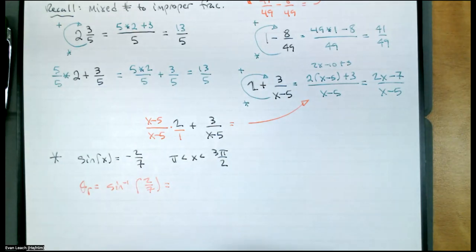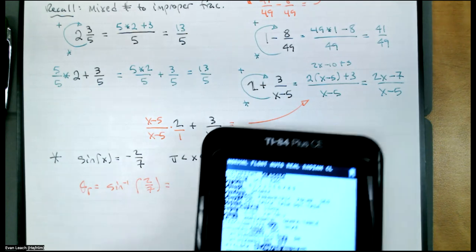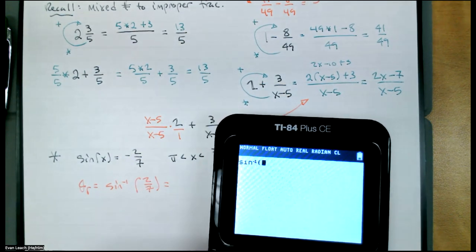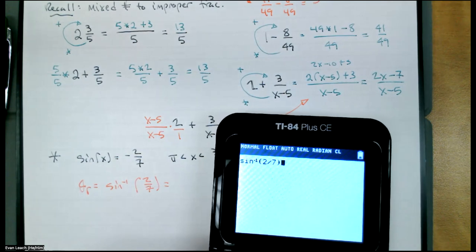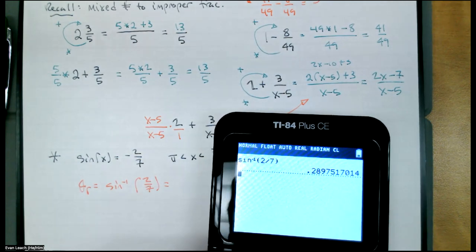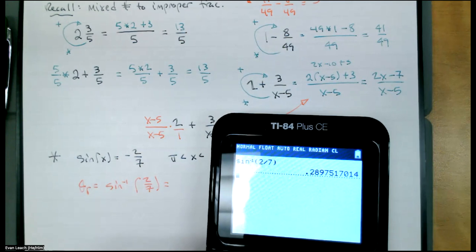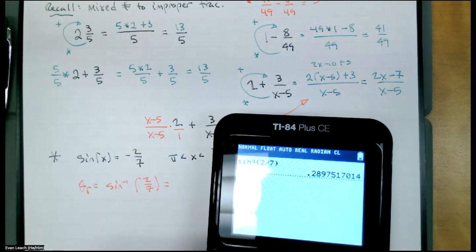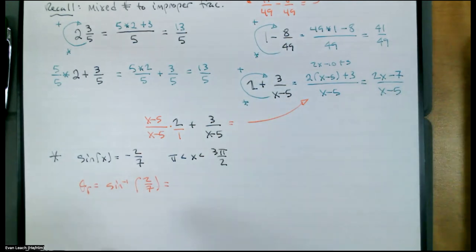Since x is between pi and 3 pi over 2, we must be in radian mode. So let's be in radians. And then just do a sine inverse of 2/7. I just want a reference angle, so I'm not worried about the negative part. So I'm going to put a reference angle of 0.2898.